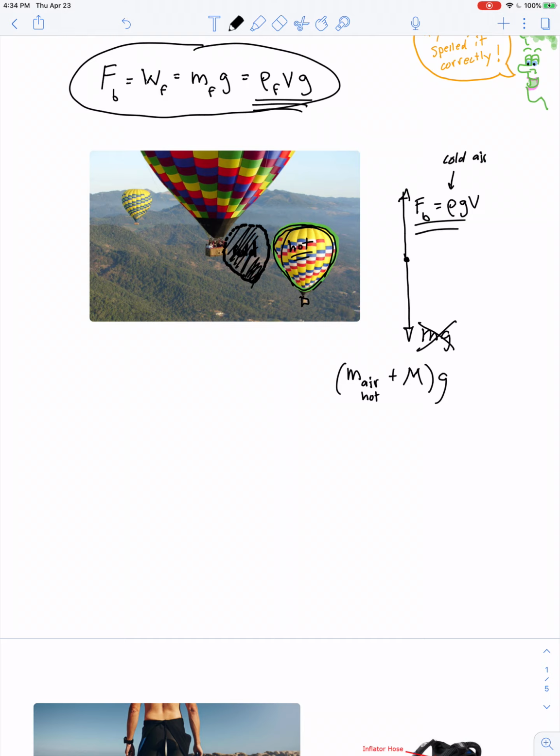g. And so by pulling a lever and using a flame to heat up the air, you can change the mass of that hot air, right? Because the hotter the air gets, the less dense it becomes, and therefore the less massive it is. So you really make a hot air balloon rise, not by increasing the buoyant force, but by decreasing the weight, by making the hot air inside less massive. Okay.